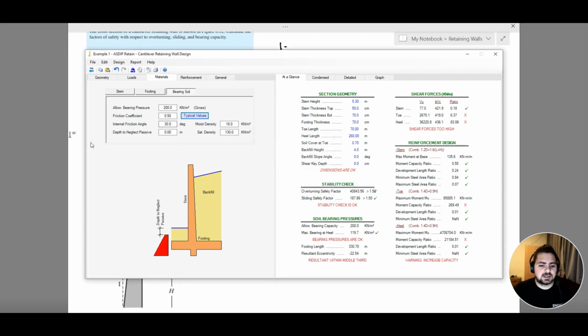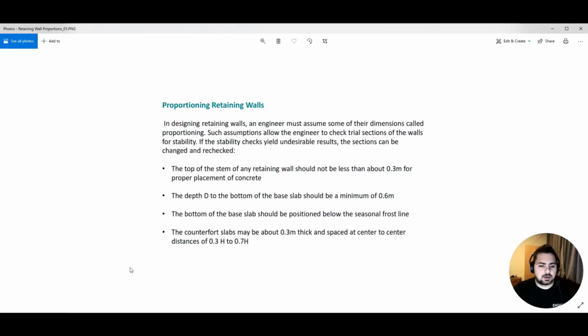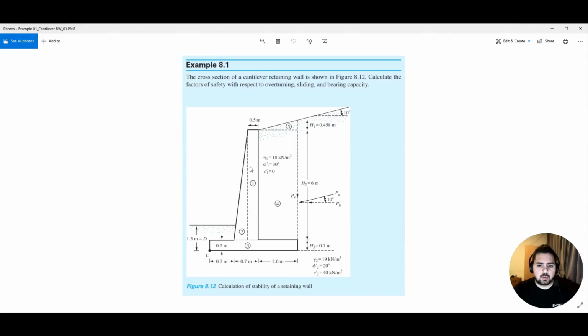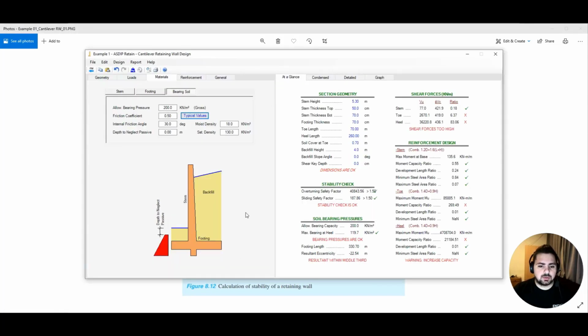The internal friction angle, if we go to our image here, we can see is 30 degrees. Our gamma 1 is 18 kilonewtons, and our cohesion factor is 0. So going back here, our internal friction is 30. Our depth to neglect passive, we are going to talk about it now. Our moist density is 18. Our saturated density, we're going to put as 20. Usually if you have a water table, then this is when you take saturated density into consideration. However, if you have no water table, then usually your saturated density is equal to your moist density.